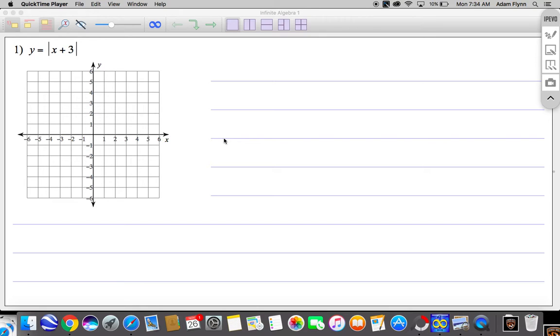This is the example video for graphing absolute value equations. Let's take a look at the first one. We've got y equals the absolute value of x plus 3. Okay, so first I'll find my vertex.